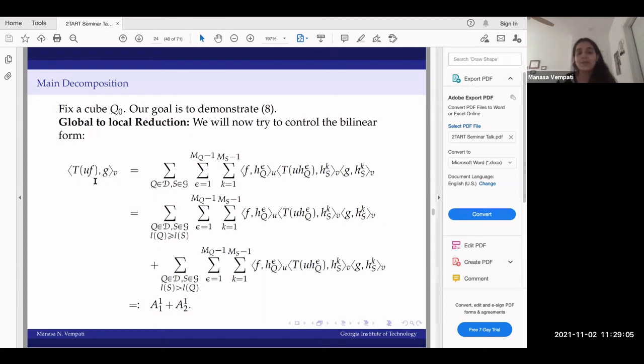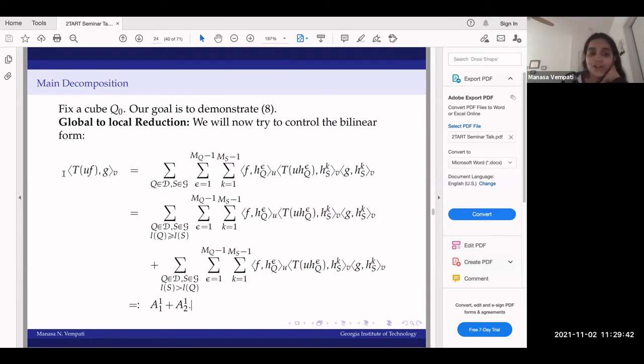So considering that I'm only working on the good pieces and using the Haar decomposition, this inner product can be written as this summation that you see here. And we can break this summation into two bits by looking at the length of the cubes that give us this Haar decomposition. So I'm considering L of Q greater than or equal to L of S for one part of the summation, and L of S greater than L of Q for the other part of the summation. And I end up getting two pieces, which I call A11 and A12.